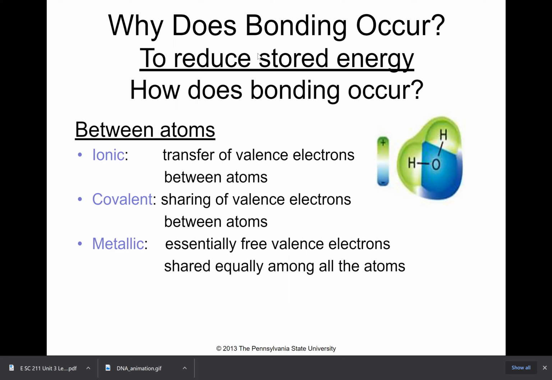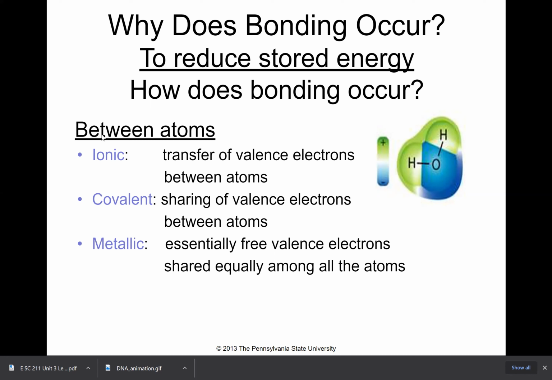Why does bonding occur? It occurs to reduce the stored energy. So you'll learn in physics that everything wants to go down to the lowest energy. It's just how nature works. The lower the energy, the better, right? So that's what they naturally want to do. So that's the basic reason why bonding occurs.